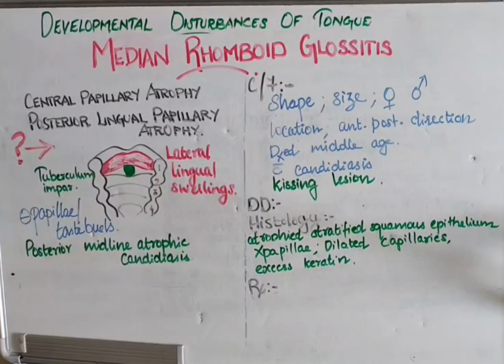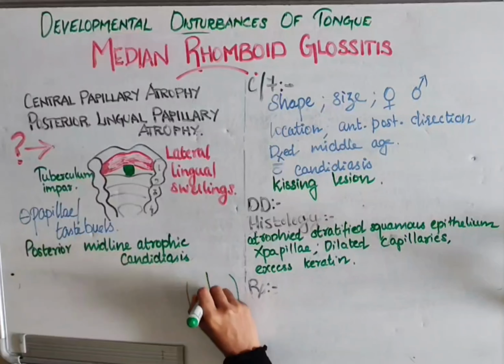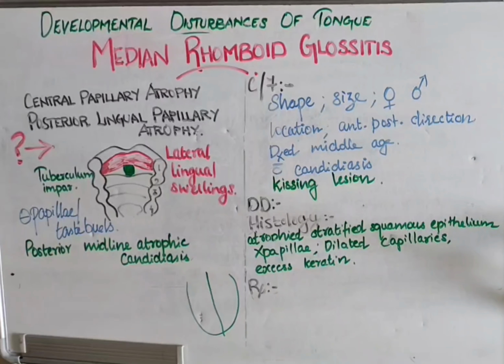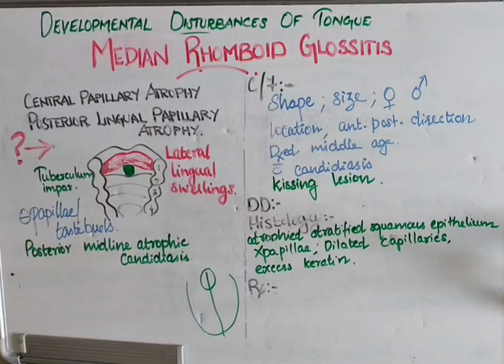Coming to the next video in developmental disturbances of tongue. Here we will be discussing median rhomboid glossitis. As with any other pathology, first we will try to understand what this is from the name. Median means midline, the middle. Rhomboid is the shape, it is rhomboid in shape. Glossitis means there is inflammation. So there is inflammation of the tongue in a rhomboid shape in the midline region. That is median rhomboid glossitis.